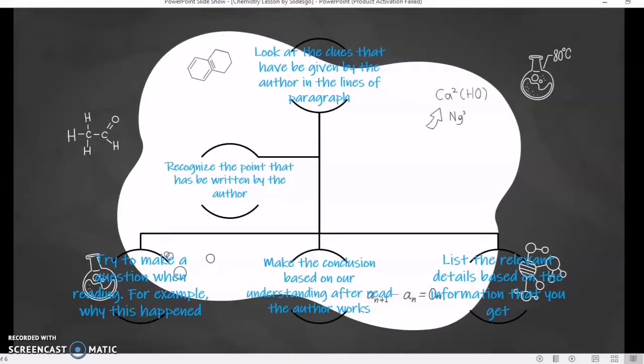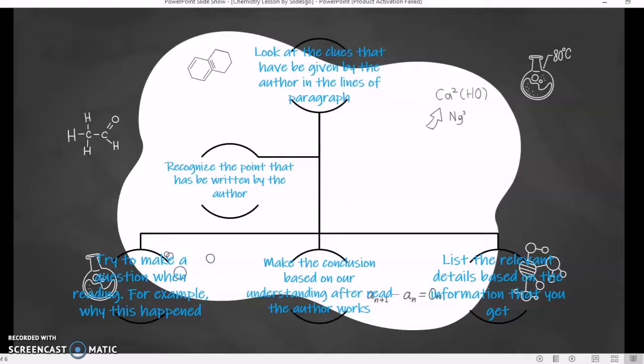Next, is it difficult to do inference? Let's go through it one by one. First of all, you need to look at the clues that have been given by the author in the lines of the paragraph. It will be easier for you if you can find the points written by the author. Next, you must recognize the points that have been written by the author. The third one, try to make a question when you are reading, for example, why did this happen? Why? Those are the points where you need to ask a question.